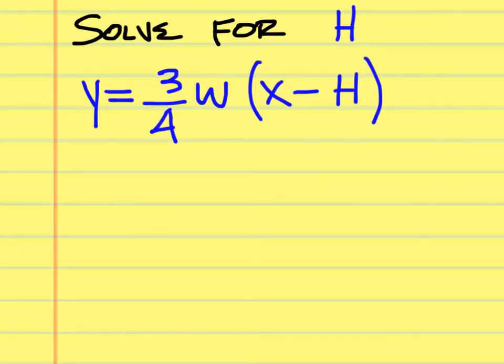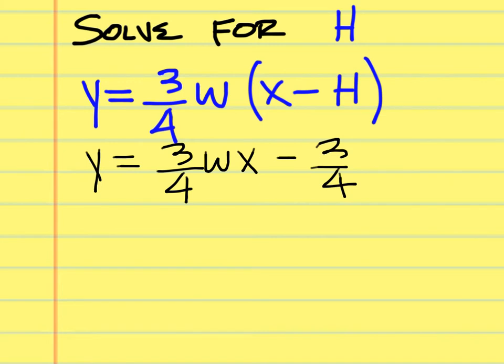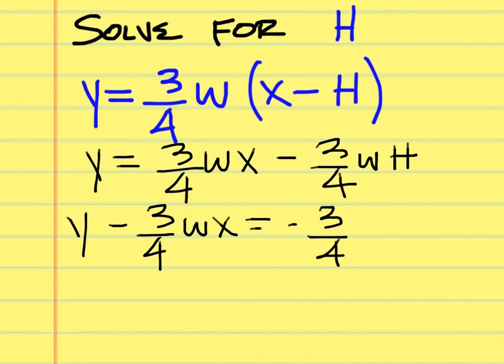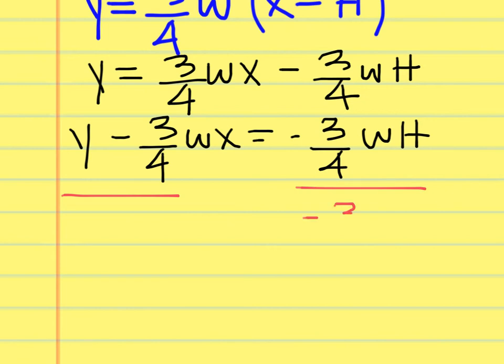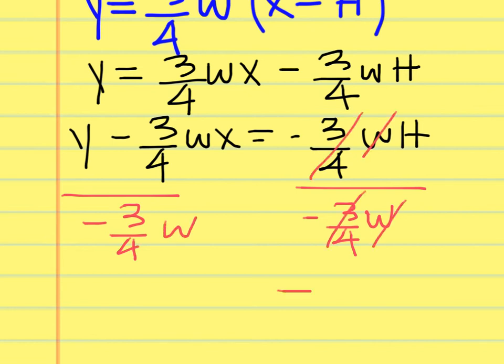On this practice problem, we're solving for h, so we want to do y equals 3/4 w times x, and then minus 3/4 w times h. We're going to move the first term over to the left, change the sign to get this being left with this, and you have to divide both sides by negative 3/4 w. So over here, these cancel out, and you're left with h.